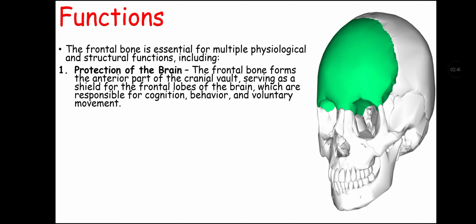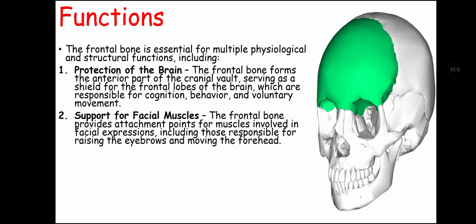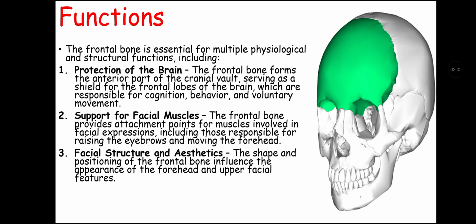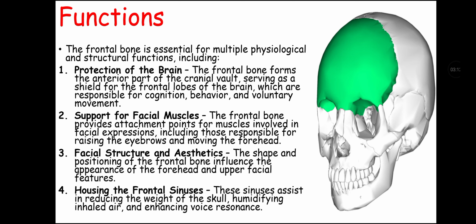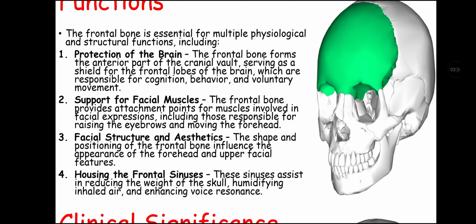The second function is support for facial muscles. The frontal bone provides attachment point for the muscle involved in facial expressions, including those responsible for raising the eyebrows and moving the forehead. And the third function is facial structure and aesthetics. The shape and positioning of the frontal bone influence the appearance of the forehead and upper facial features. And the fourth function is housing the frontal sinuses. These sinuses assist in reducing the weight of the skull, humidifying inhaled air, enhancing voice resonance.